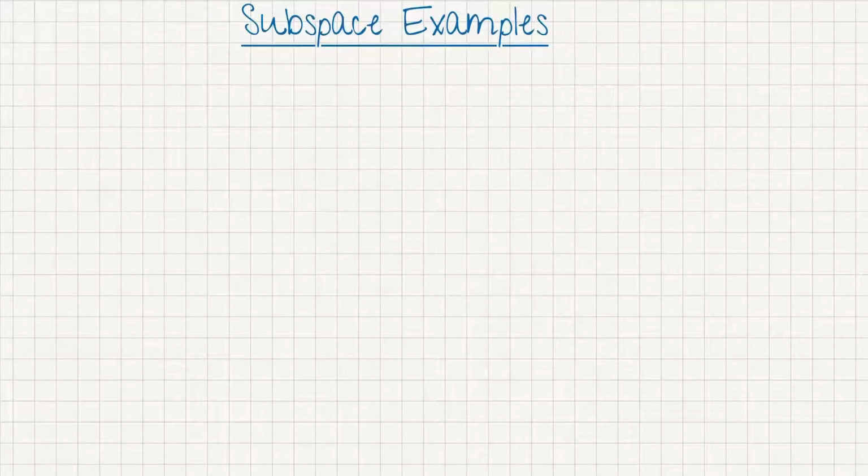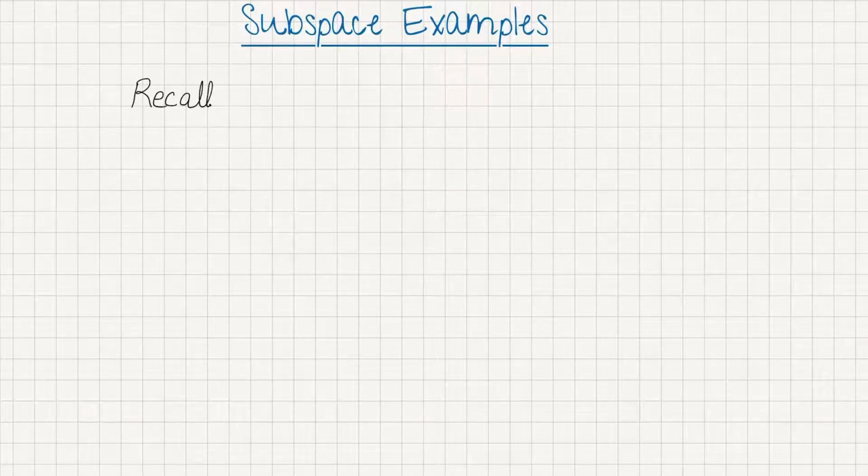Hello guys, in this lecture we will discuss some more examples on subspace. We have already discussed the definition of subspace and several examples. In case you missed those examples and definitions, you can check them. Let me recall what a subspace is.